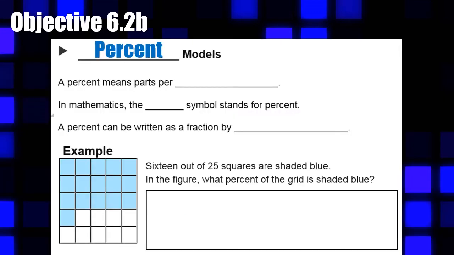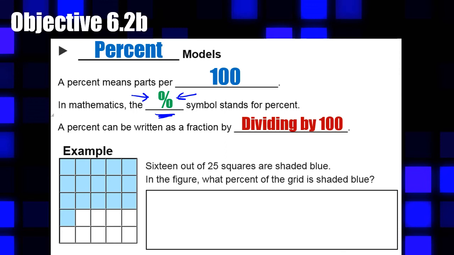So let's talk about percent models now. Percent means parts per 100. So in mathematics, we're going to use the percent symbol when we're talking about percent. So it's really, really important that if you write numbers on a page to add the appropriate label. If you just write a number down, say we're talking about percent models, and you wrote 25, 25 is a number, but when we deal with percent, it has to have the percent sign. And a percent can be written as a fraction by dividing by 100.